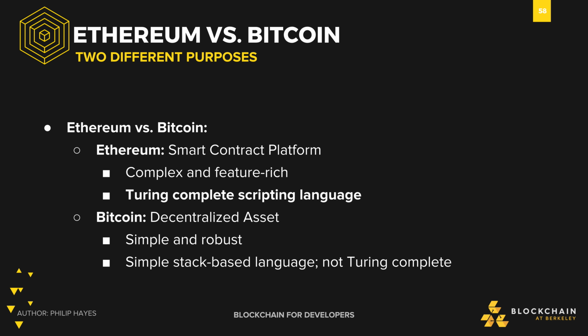So Ethereum versus Bitcoin. Ethereum's main focus is being a smart contract platform. It's complex and feature-rich. Includes a Turing-complete scripting language. Remember that Bitcoin is just a decentralized asset, it's basically cash. It's simple and robust, and it has a simple stack-based language with no loops, and it's not Turing-complete.